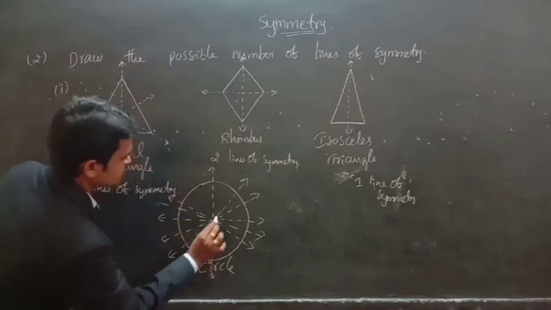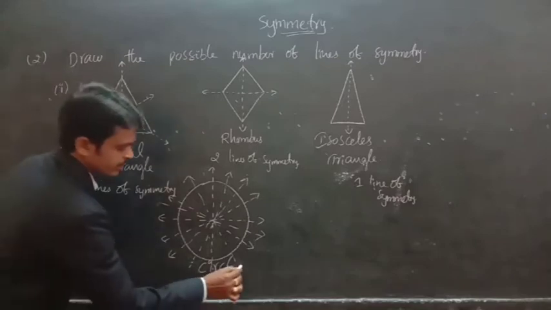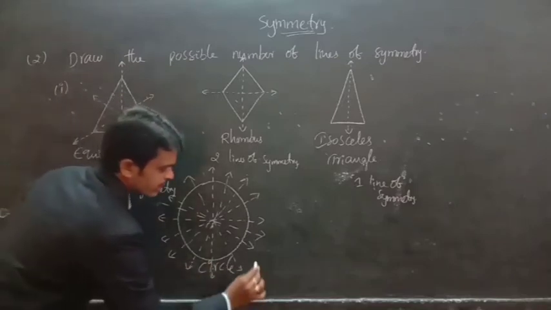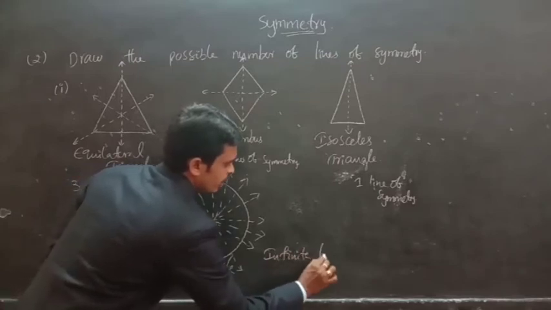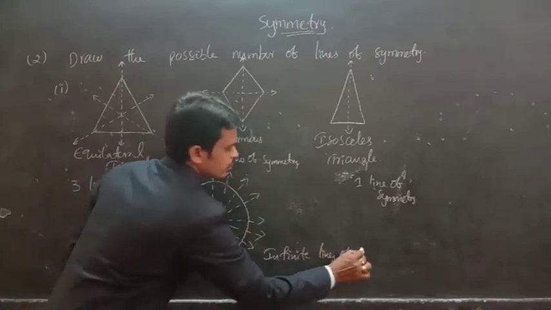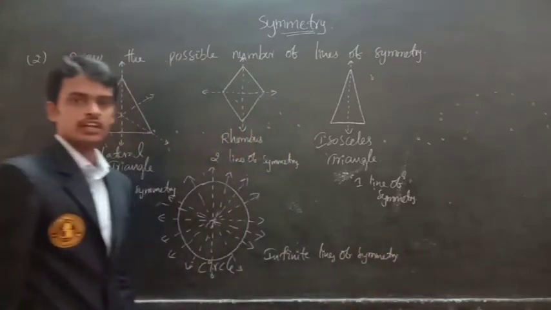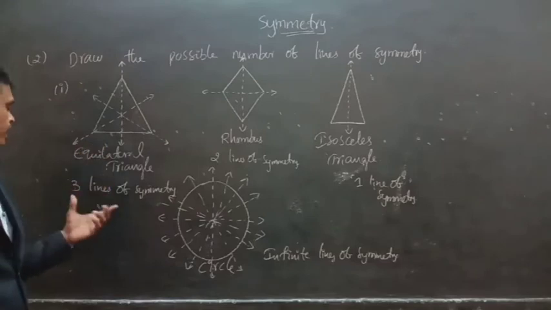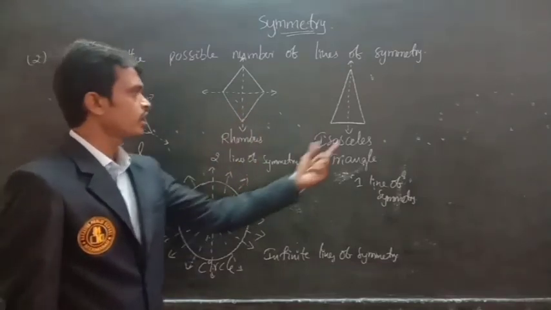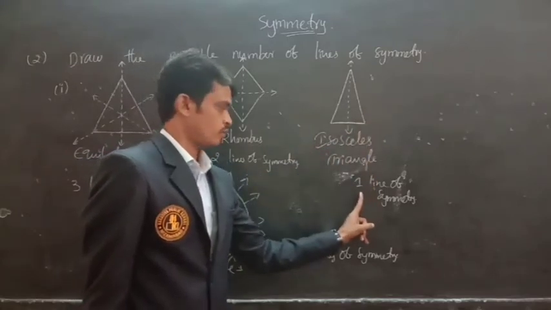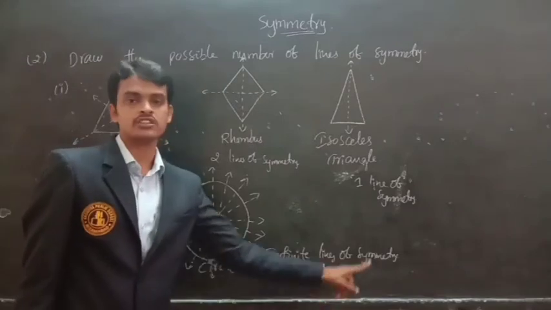More line symmetry we can draw, infinite lines of symmetry. So the circle has infinite lines of symmetry. Here the equilateral triangle has 3 lines of symmetry. The rhombus has 2 lines of symmetry. The isosceles triangle has 1 line of symmetry, and the circle has infinite lines of symmetry.